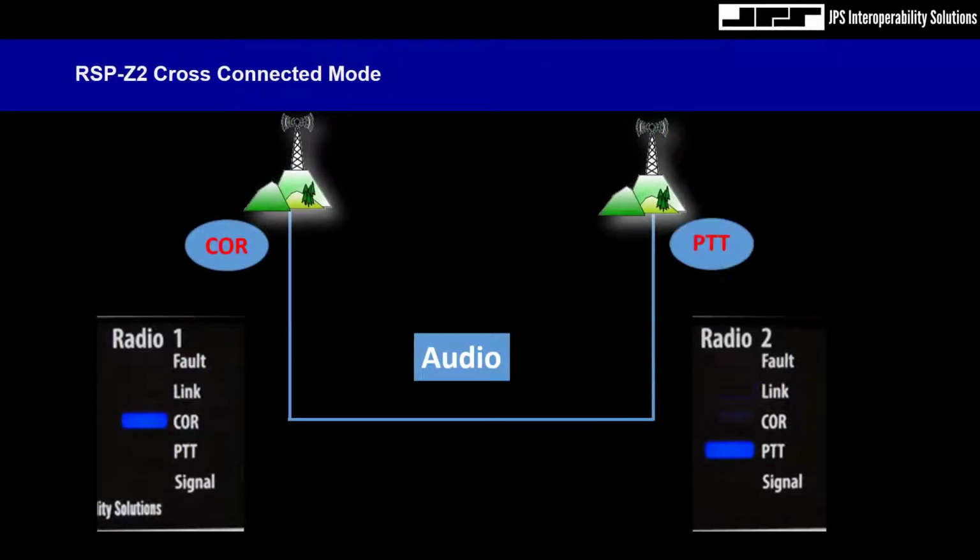Here's a simple diagram of what happens. On the left we have radio 1, and on the right we have radio 2. We see a core on the left and we see a PTT on the right. We have an example of the LEDs and how they'll look on the front of the Z2. Core on the left, PTT on the right, audio goes from the left to the right.